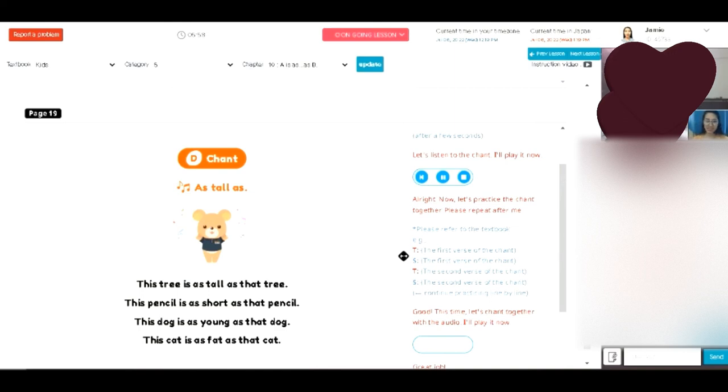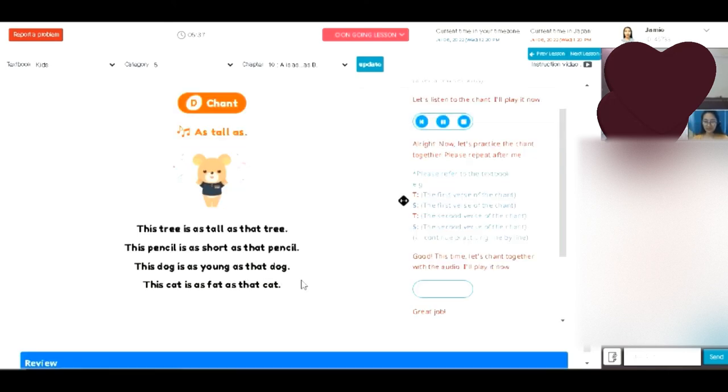This tree is as tall as that tree. This pencil is as short as that pencil. This dog is as young as that dog. This cat is as fat as that cat.